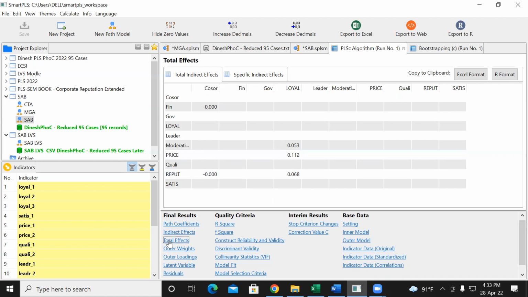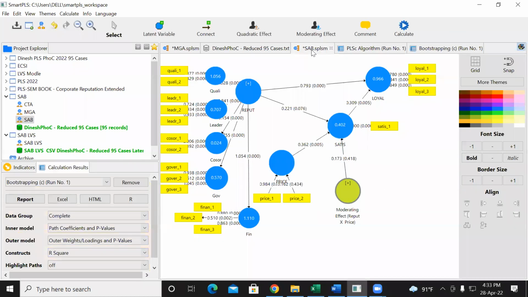Then there's another thing, total effects. You can see here, reputation and loyalty total effect is 0.861. Total effect. That is not shown on the graph. Remember this, 0.861. That is not shown in the graph. But I will show you in the graph now using a different technique.